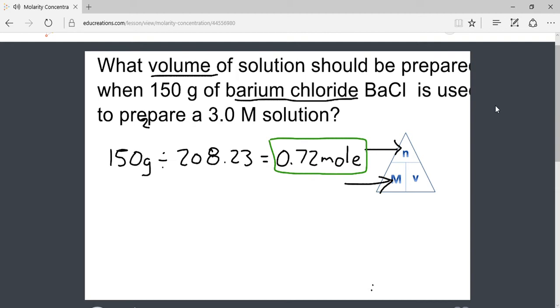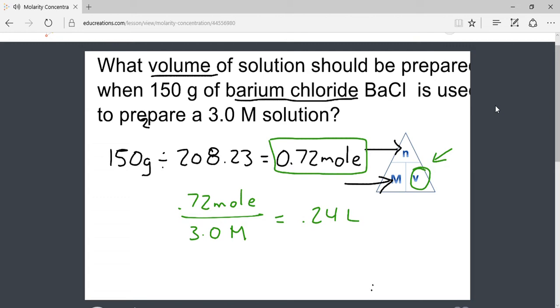Since we're interested in solving for V, or volume, we simply divide N, the mole amount, by the concentration, capital M, the molarity. Therefore, we'll take 0.72 moles and divide by 3 molar solution. This will create the volume of solution that was prepared. This equates to 0.24 liters of solution. Recall that volume is expressed in liters whenever using this formula.